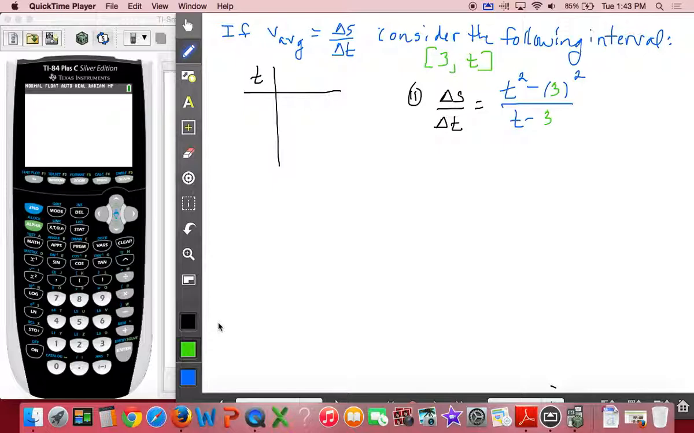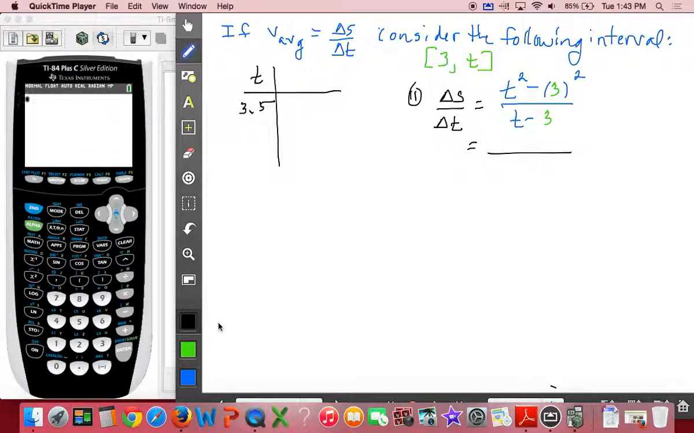So think about it this way. What if we chose a value for t, and let's just say our value was 3.5. That means that t over here is 3.5 and 3. So we're going from 3 to 3.5. Let's find our difference. So equals, whoops, I need my equals.